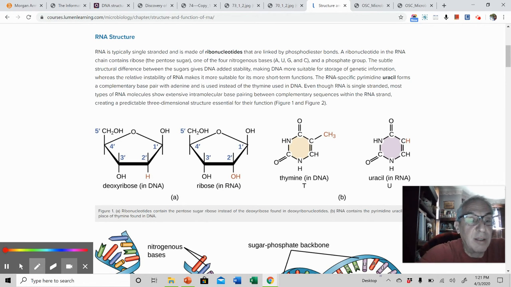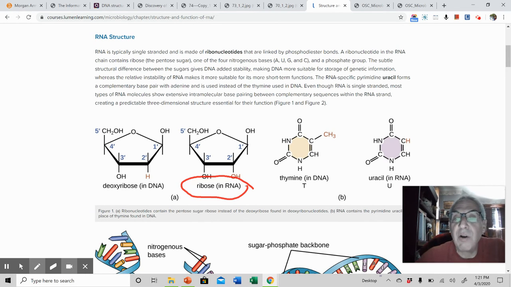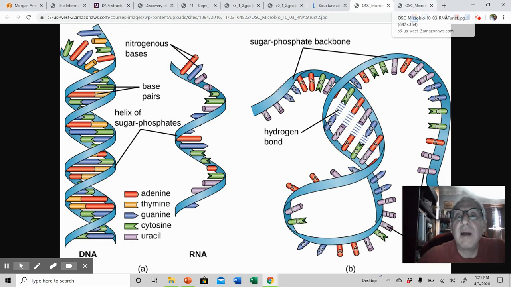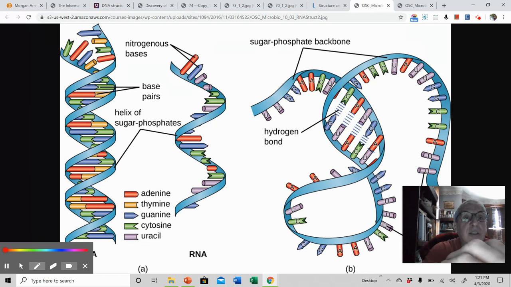You have ribose in RNA. Looking at this, you can come down and you have your nitrogenous bases. You have messenger RNA, which is copied from a template that's created by the DNA. The DNA gets unzipped. You can see right here the unzipping that exposes the DNA bases.